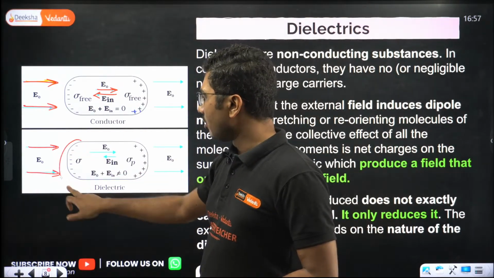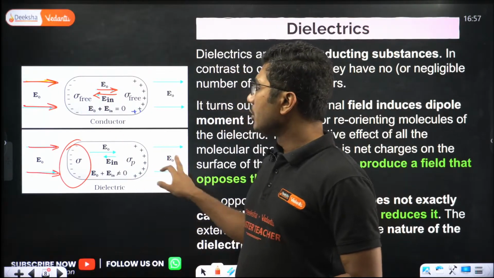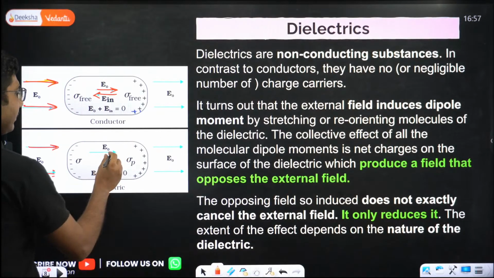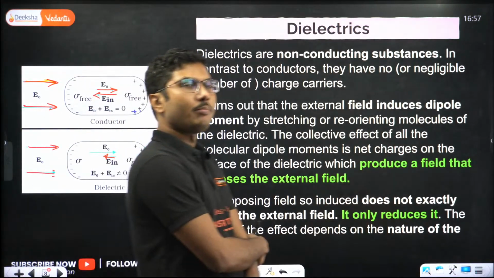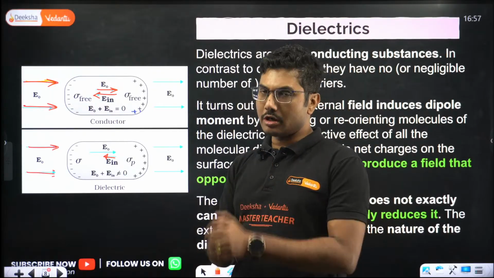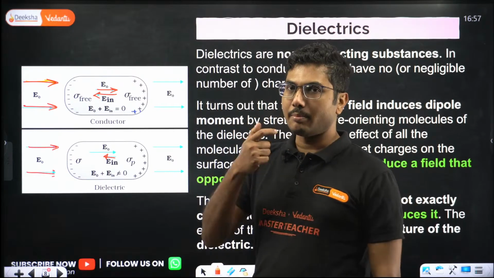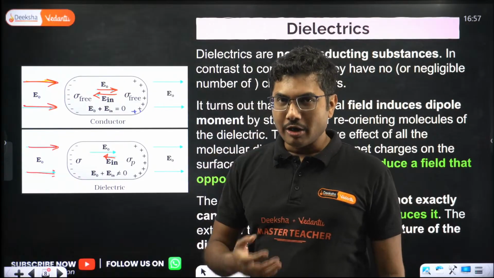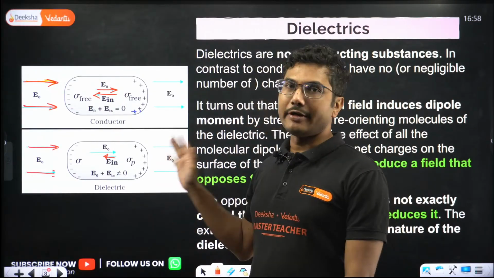Now all the negative charges accumulate on one side and all the positive charges on the other, so they give rise to an internal electric field, which points from positive to negative. This internal electric field does not match the external electric field; it is smaller. So the dielectric does not cancel the external electric field, it only reduces it. This is very, very important.